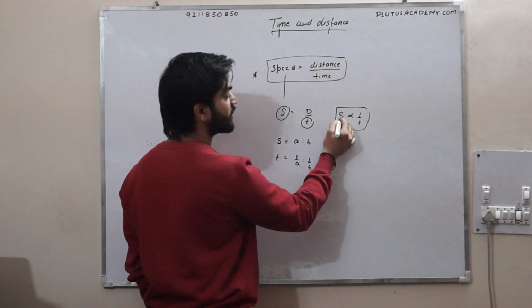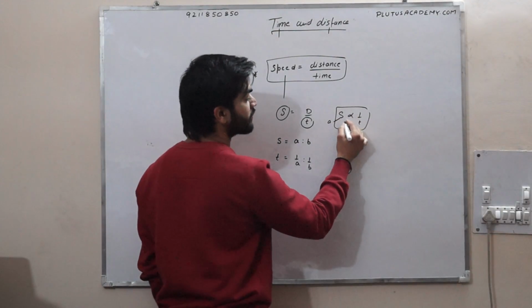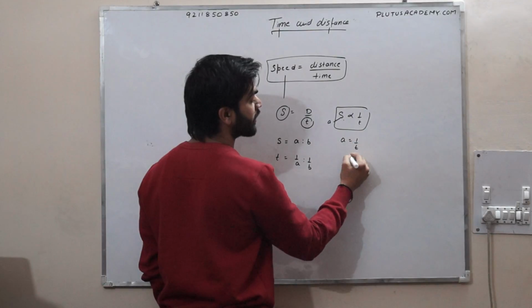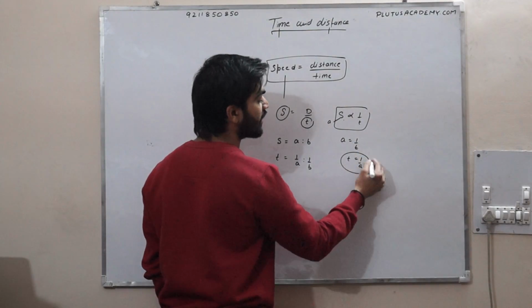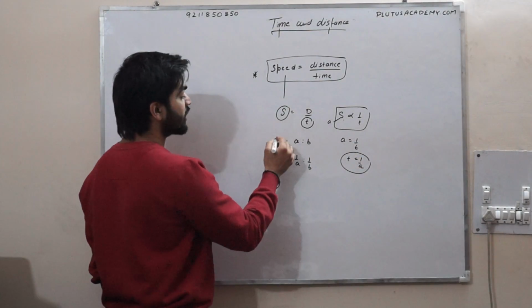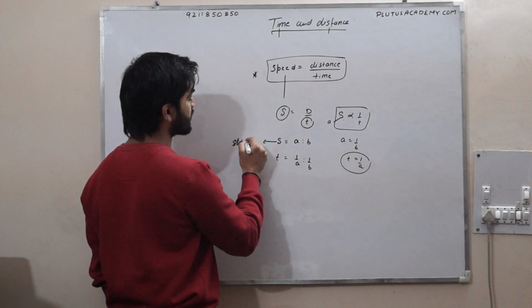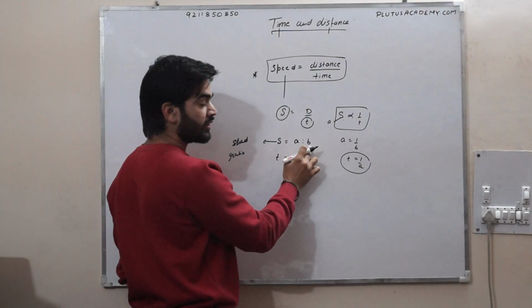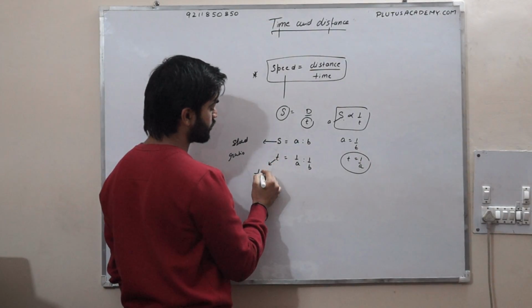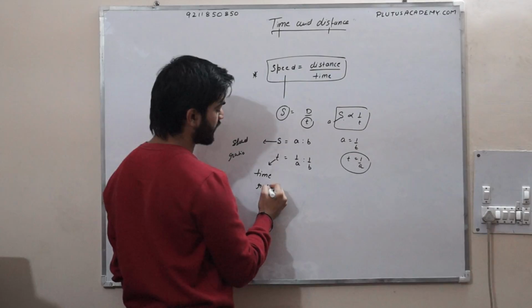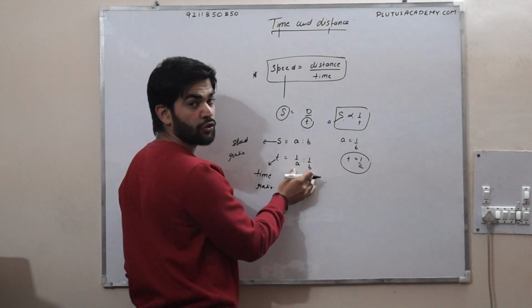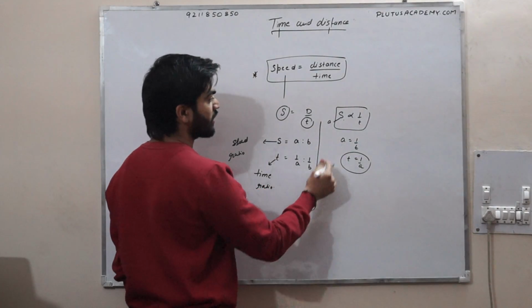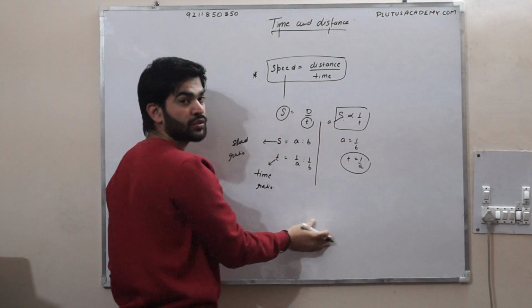It means if this is a, then time should be 1 by a. It means in any question, if you have given speed ratio, if speed ratio is a is to b, then you take time ratio must be 1 upon a ratio 1 upon b. Okay, this is the only concept that we used here.